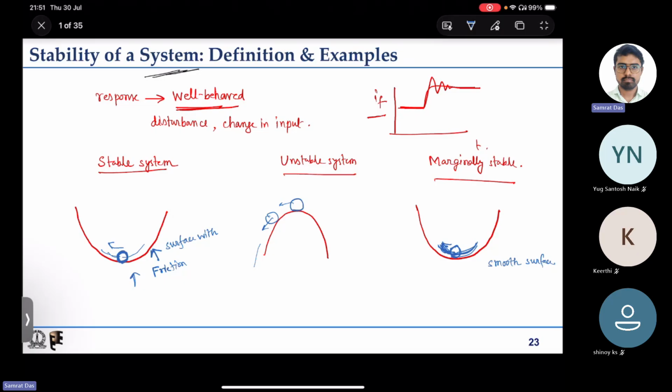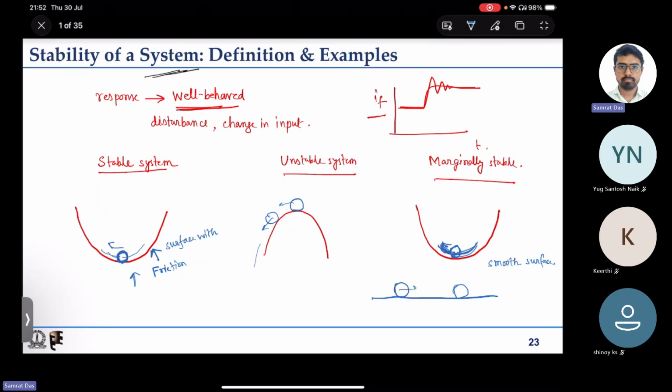Or another example can be given. Say you have a smooth surface and you have a ball, and if you give a small disturbance, after some time the ball moves from here but comes back to some other new position and stays there. So your steady state or equilibrium position is actually changing. It can also be defined as a marginally stable system, because it does not come back to the original stable operating point. But in this case, all points are basically equilibrium points.